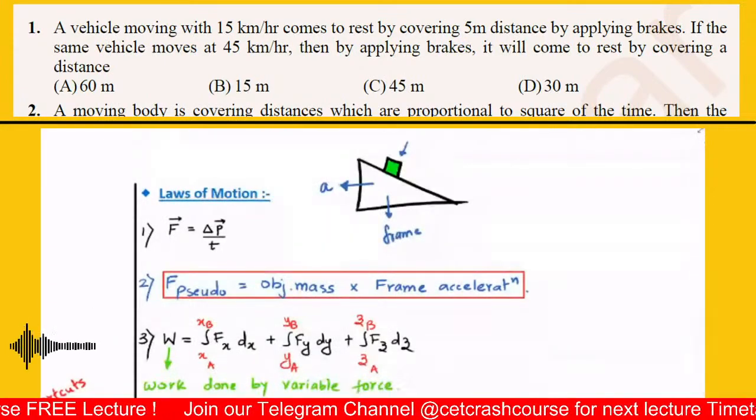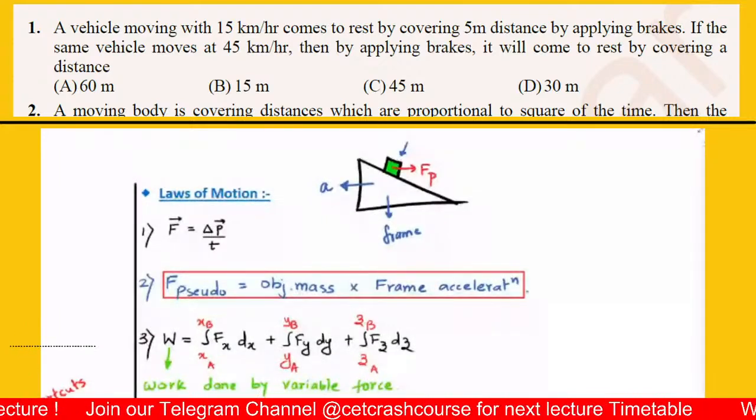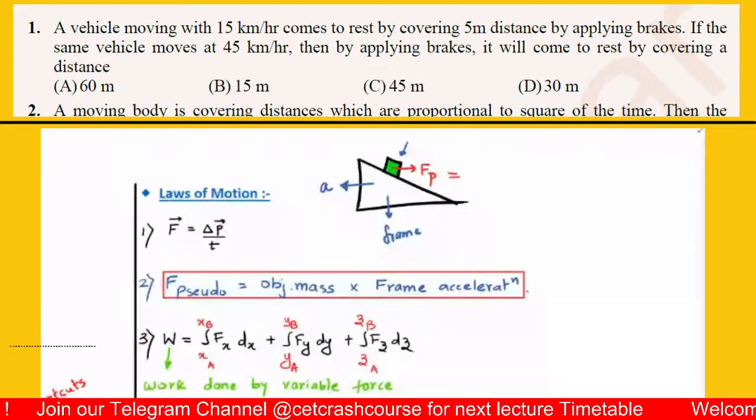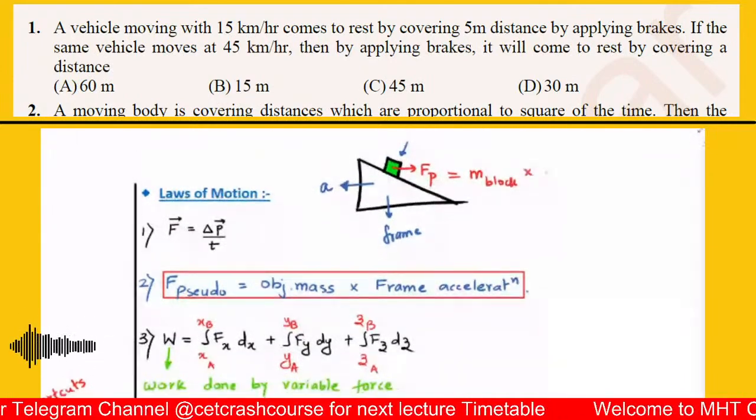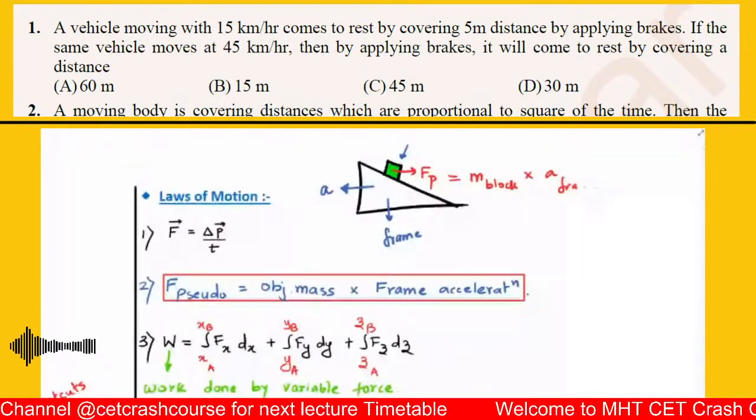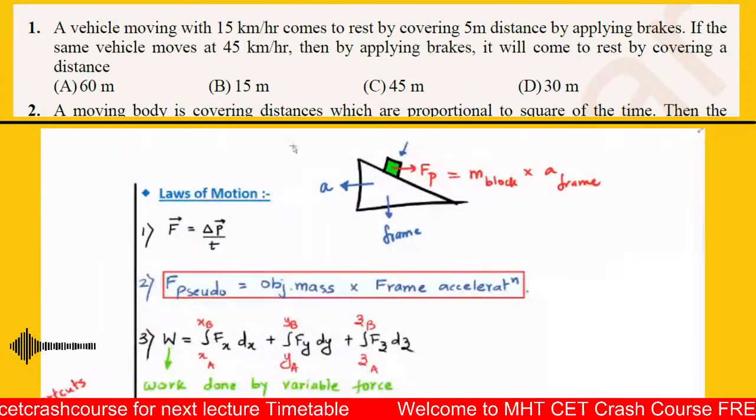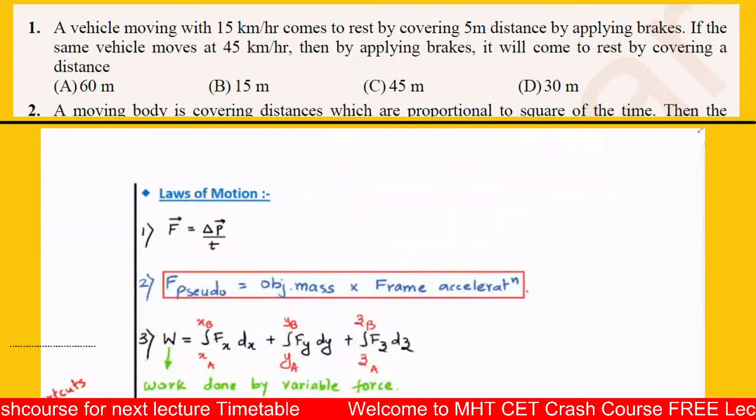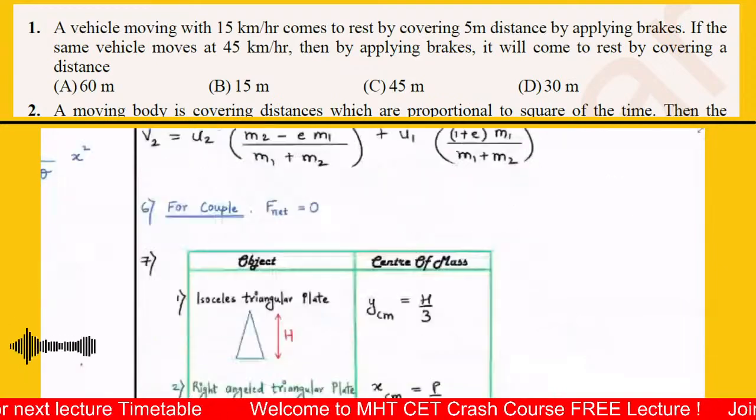Then the pseudo force acting on the block will be in the opposite direction, and that pseudo force is given by the mass of the block times the acceleration of the frame. That is what I meant by the second formula. Right, that was easy to understand. I'm going to erase this. Moving on to the sixth formula.